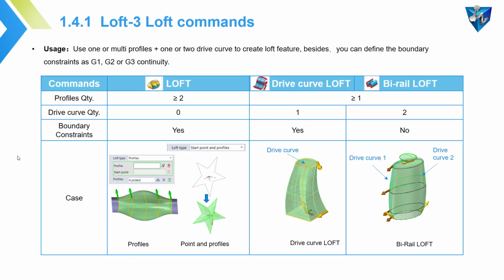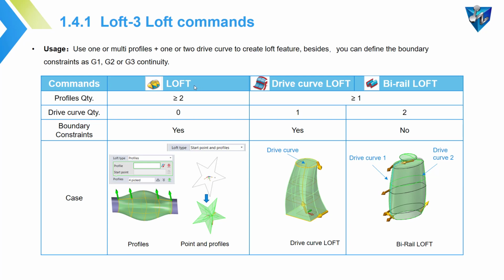Okay, the next feature I would like to show you is loft. We use one or multiple profiles and one or two drive curves to create a loft feature. And in the loft feature, we can define the boundary constraints as G1, G2, or G3 continuity. Okay, and in ZW3D, we have three loft commands: loft, drive curve loft, and the burial loft. So here I got a form to show you the difference between these three commands.